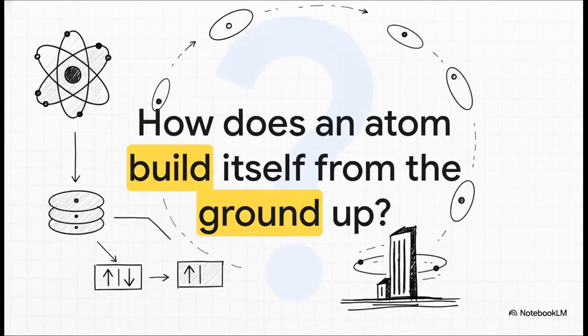All right, so let's start with a really big question. How does an atom even build itself? I mean, you have to realize atoms aren't just some random cloud of particles buzzing around. Nope. They are incredibly organized structures, kind of like tiny, perfect little buildings. So what are the blueprints for that? What are the architectural rules? And how on earth do electrons know exactly where they're supposed to go?